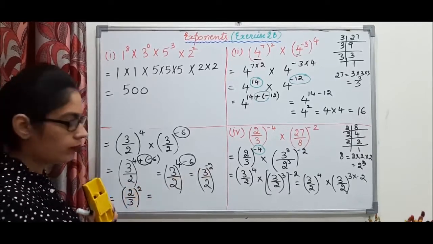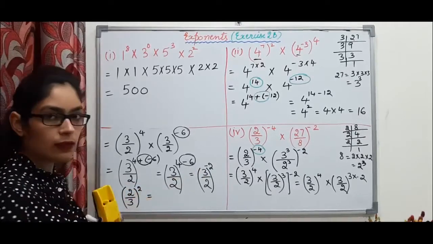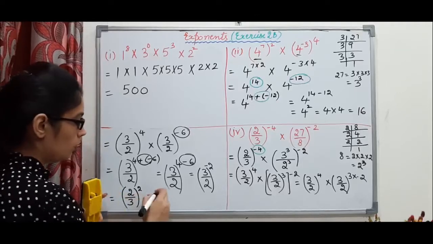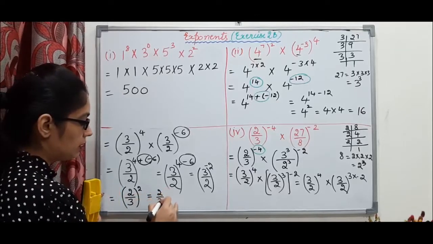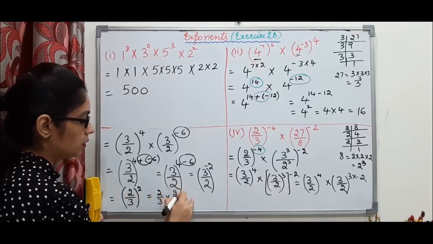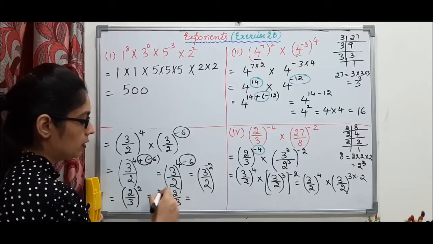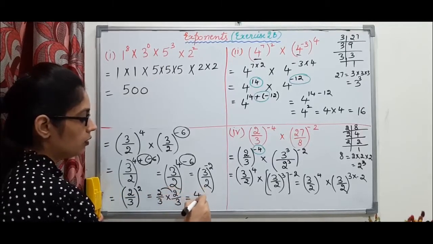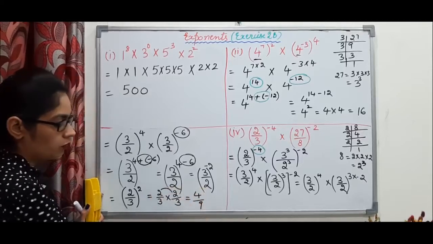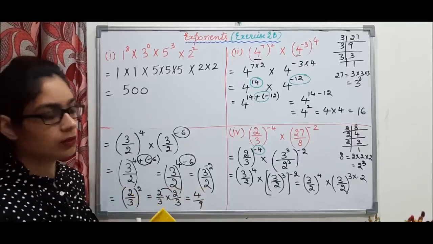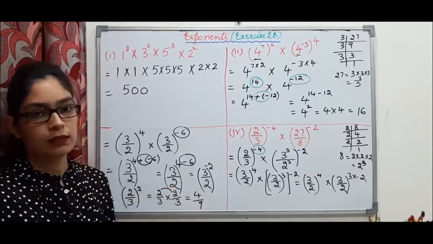Now we can solve it further. So (2/3) to the power 2. 2 means it is getting multiplied to itself 2 times. So 2 by 3 into 2 by 3. 2 into 2, 4. 3 into 3, 9. So 4 by 9 is the answer of this. Now let's do the next part.